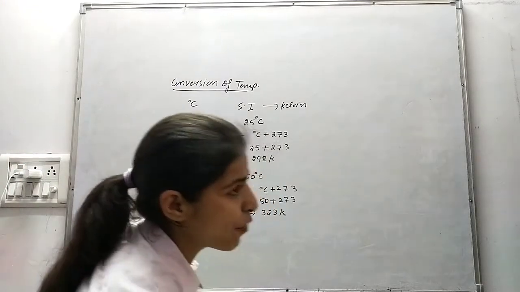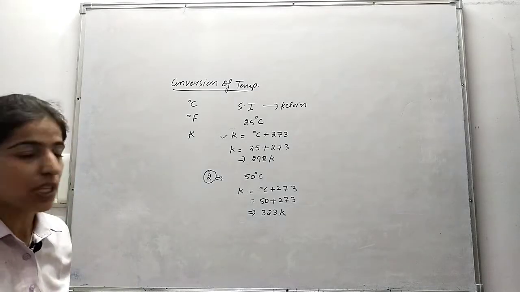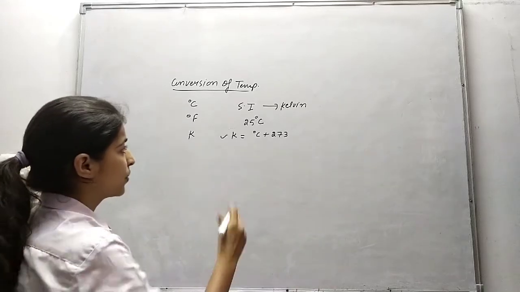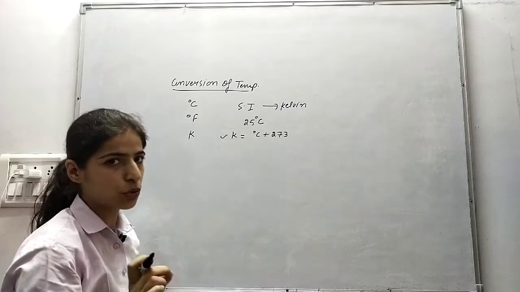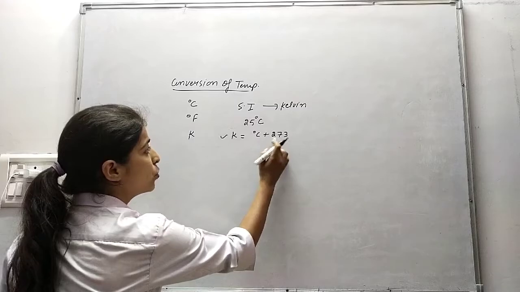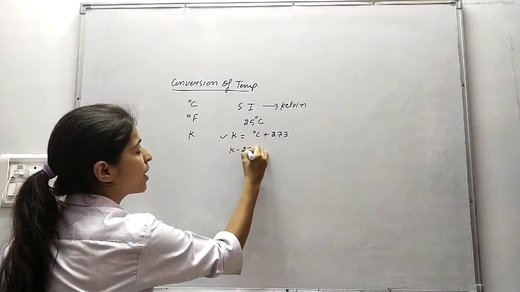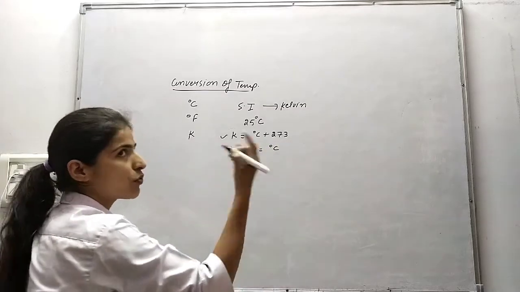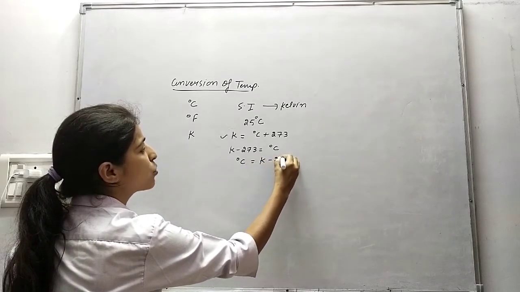By using the same formula, we can also convert Kelvin into degree Celsius. How can we convert? Here, Kelvin is equal to degree Celsius plus 273. If we want to convert into degree Celsius, we can use the formula. Here it is a plus; when it goes to the other side, it becomes minus. So if we want to convert into degree Celsius, the formula will be Kelvin minus 273.